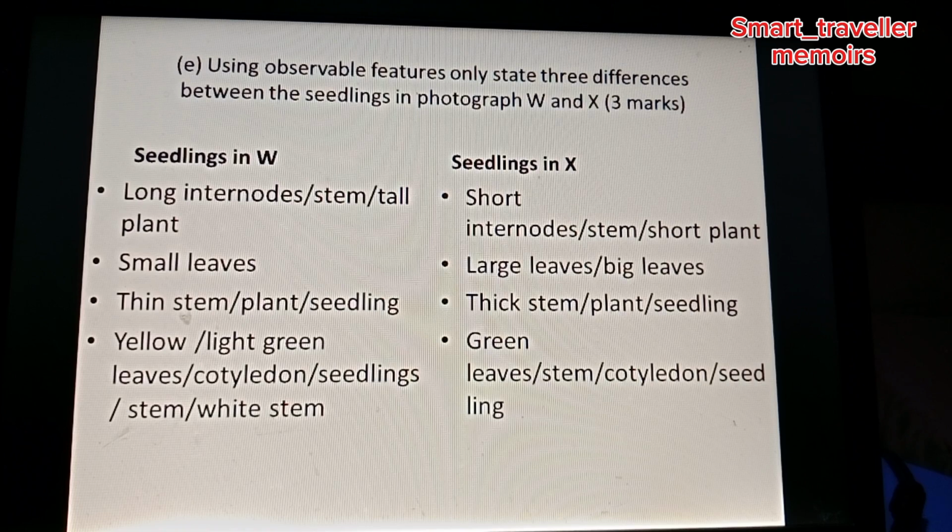Seedlings, yellow seedlings, green seedling, and white stem. Okay, we'll go with green. Yeah, we'll go with yellow stem. Okay, green seedling. White stem goes with green stem. Fine.